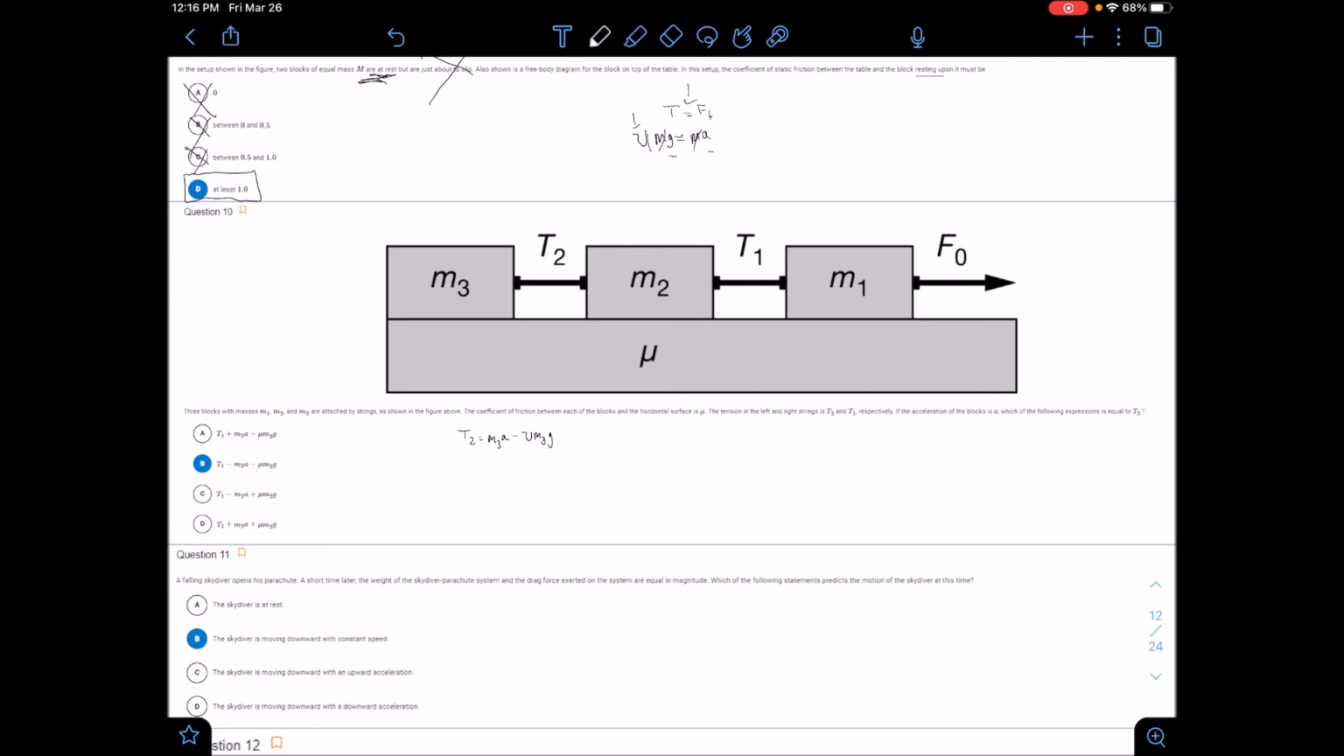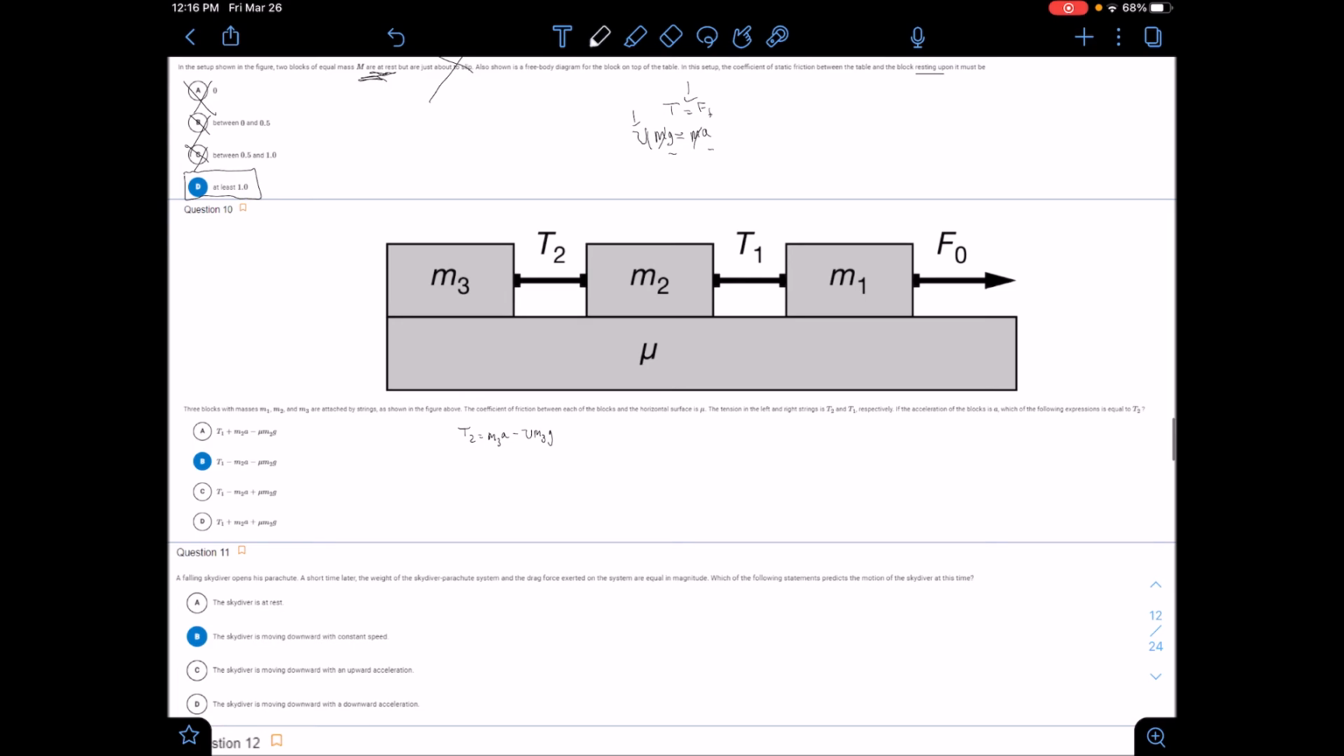Now T1 is equal to M2a minus the coefficient of kinetic friction, M2g, plus M3a minus μM3g.